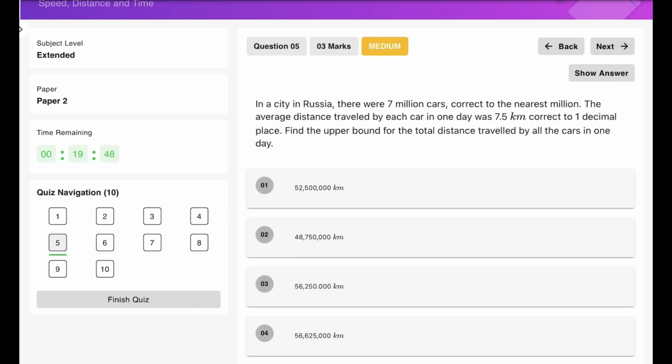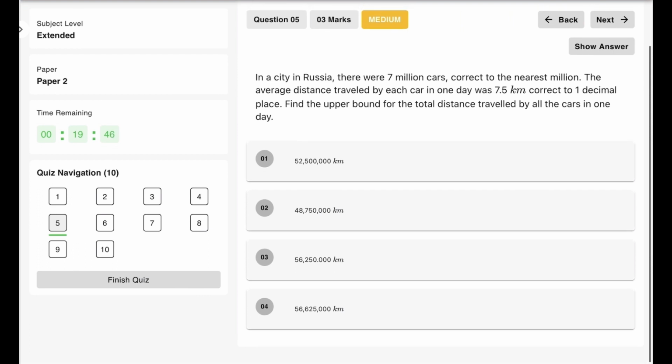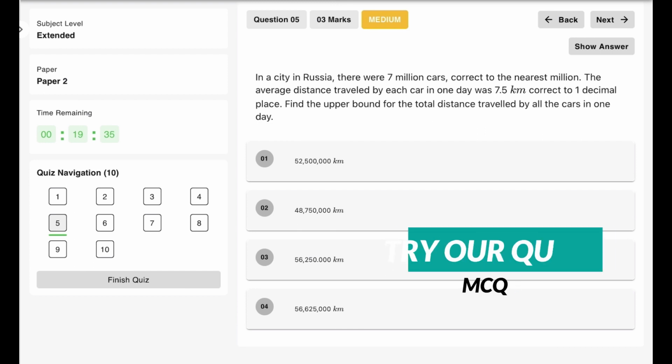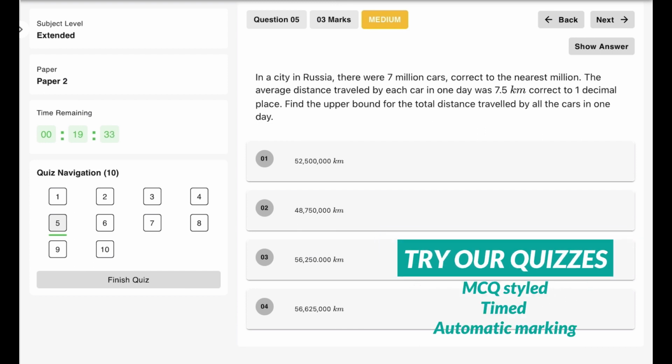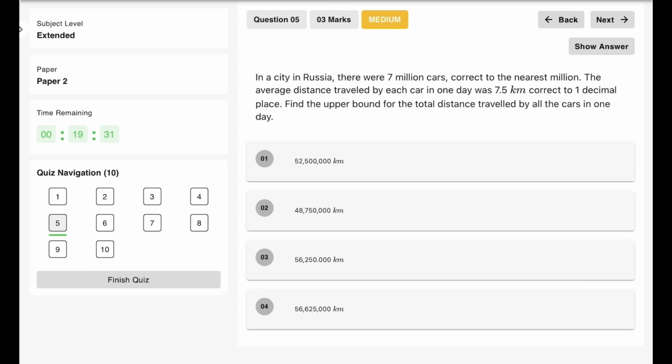And the next one, in a city in Russia, there were 7 million cars, correct to the nearest million. The average distance traveled by each car in one day was 7.5 kilometers, correct to first decimal place. Find the upper bound for the total distance traveled by all the cars in one day.